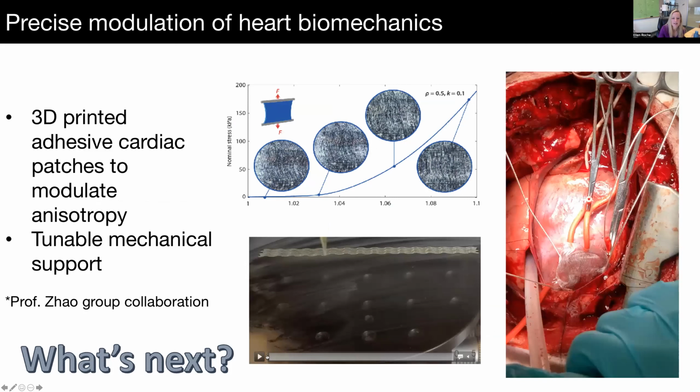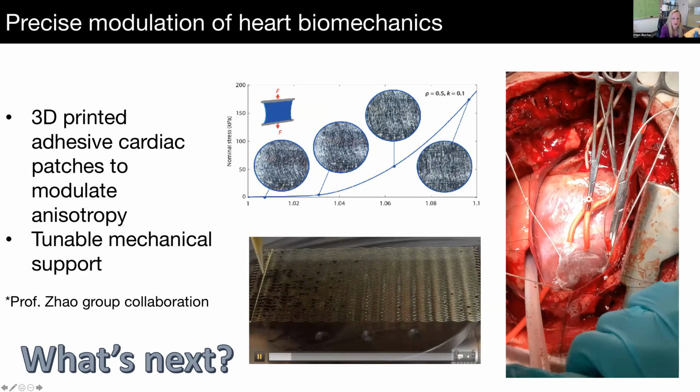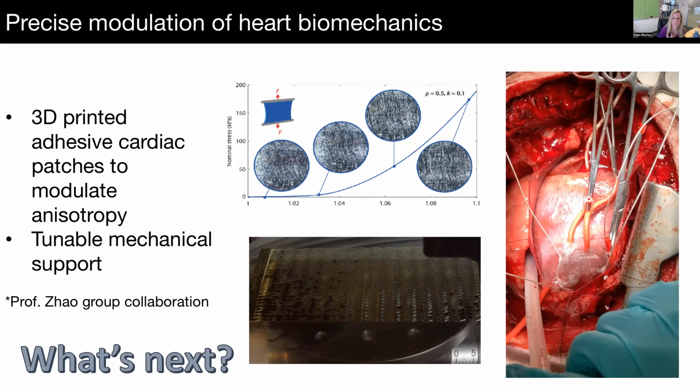We're also looking at using the mechanical restraint of epicardial patches. And here we're working in collaboration with the Zhao group here at MIT. And we're doing direct ink writing of bioadhesive patches, which have these unique strain stiffening properties. And you can see the printing process down at the bottom here. So you can very finely control the sinusoidal pattern, and you can orient the patch in such a way that you can anisotropically reinforce the mechanical properties of the heart.